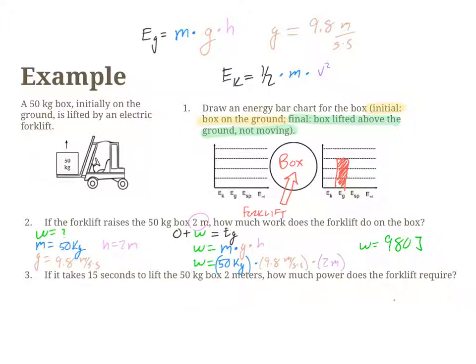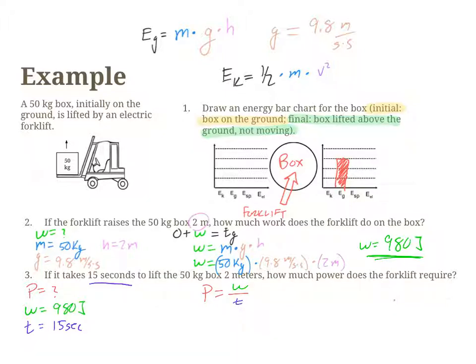So the third step to the type of problem that you're going to see for homework tonight is to calculate how much power the forklift requires. If we remember back to just before, power was equal to work divided by time. So this formula is asking us to solve for power. We just calculated work, and the problem gives us information about time. The time is 15 seconds, and the work we just calculated up here was 980 joules.